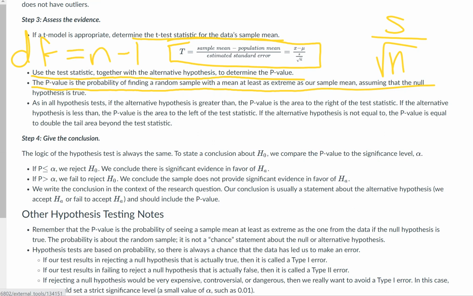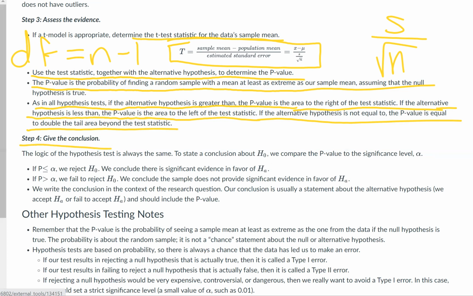In all hypothesis tests, if the alternative hypothesis is greater than, the p-value is the area to the right, because on the x-axis the greater values are on the right of the test statistic. If the alternative hypothesis is less than, those are the values on the left of the x-axis, so the p-value is the area to the left of the test statistic. If the alternative hypothesis is not equal to, the p-value is equal to double the tail area beyond the test statistic. So you could find the area on the right and double it, or the area on the left and double it. It should be symmetric, so it shouldn't matter.